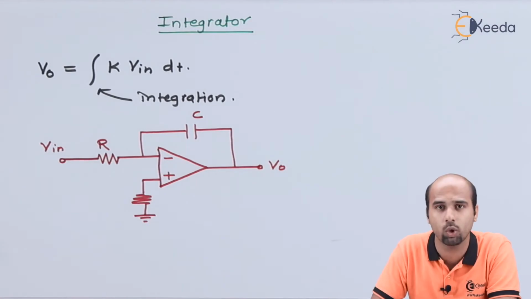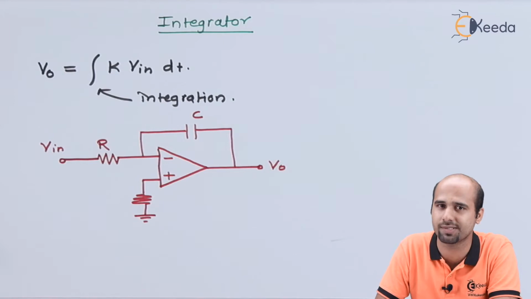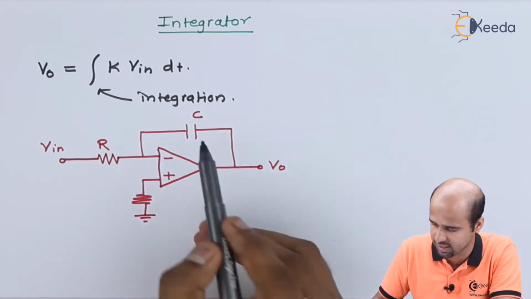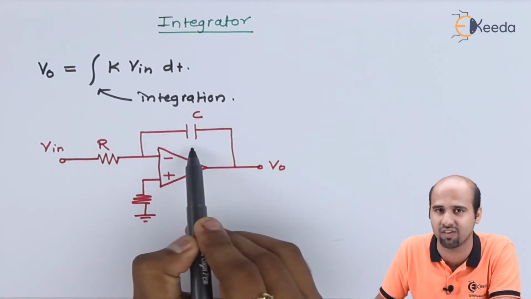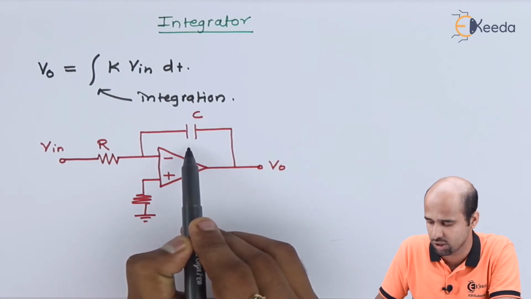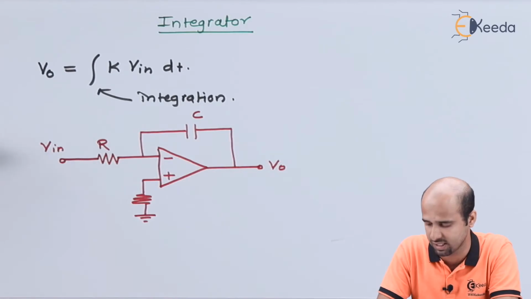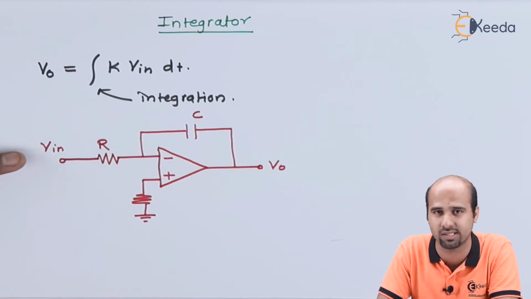We have heard about the inverting configuration of the operational amplifier. The basic thing: this is nothing but the inverting configuration of the operational amplifier. So this will act as an amplifier only, but instead of resistance RF, I have placed a capacitance. So the capacitor is playing an important role when I am passing the analog input signal, that is Vin, in the form of an AC signal.